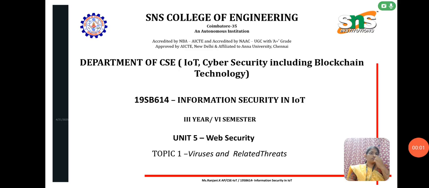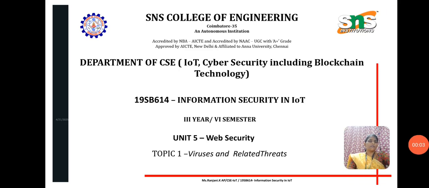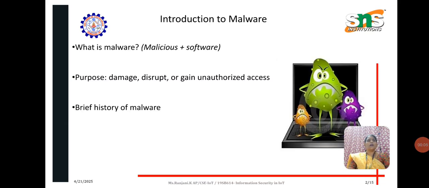Hi, today we want to see about virus and related threats in web security. So, let us see what malware is, what its purpose is, and a brief history of malware. Malware is malicious software. It is a program or code that is harmful to systems. Something that makes your data get spoiled, just like a human flu.